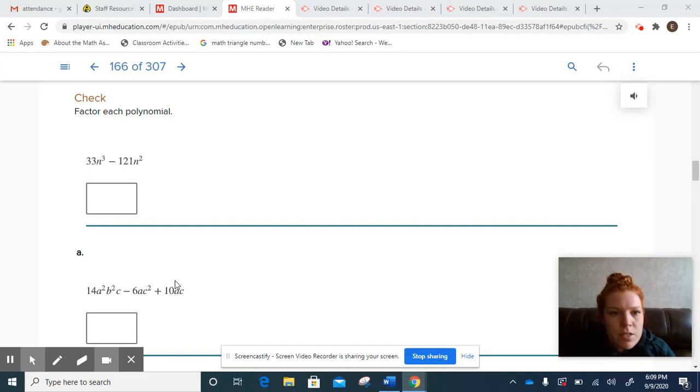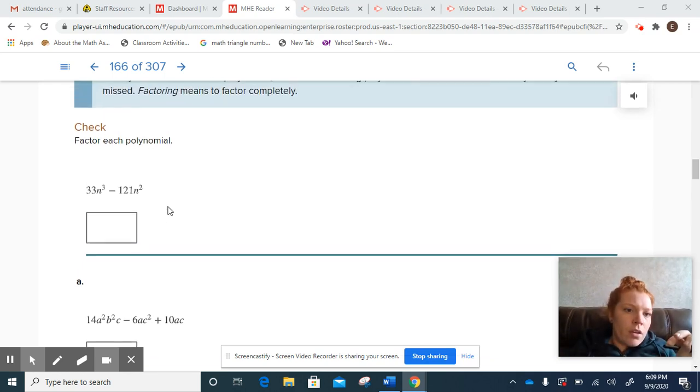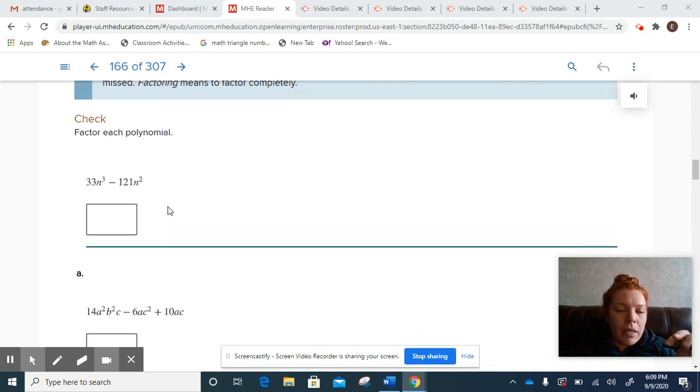Okay, here we go. Let's give this a try. So first thing we're gonna do, we have a blank slate on this one. This one is the check of the problem here. We have 33n cubed minus 121n squared. So we're going to break this apart into as many pieces as we can.